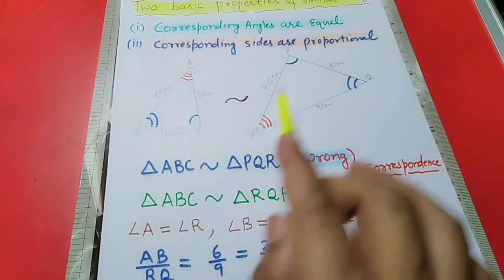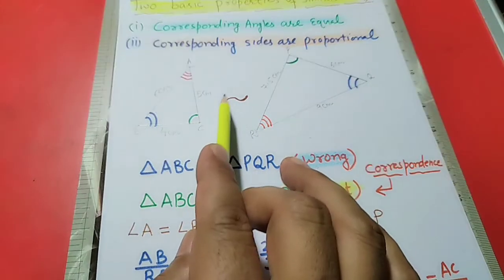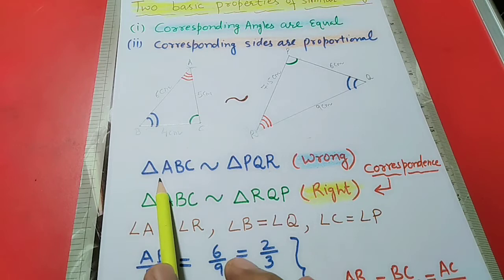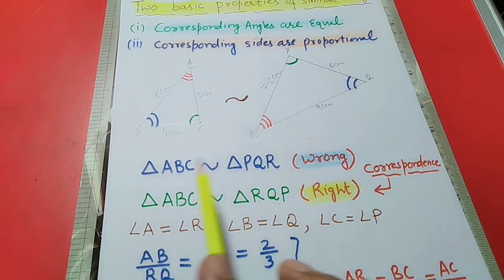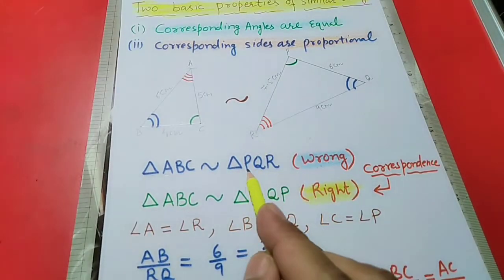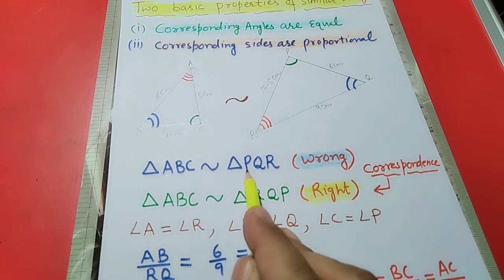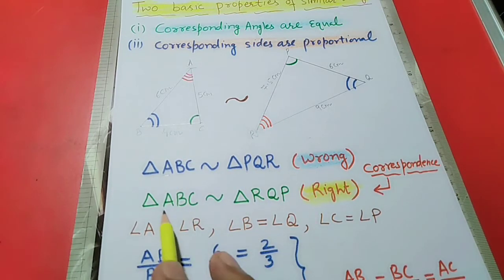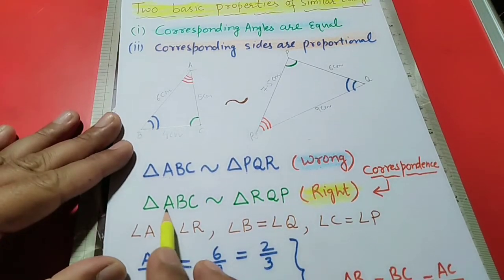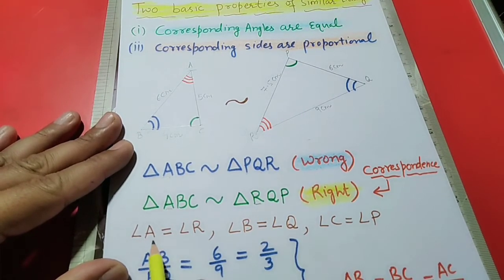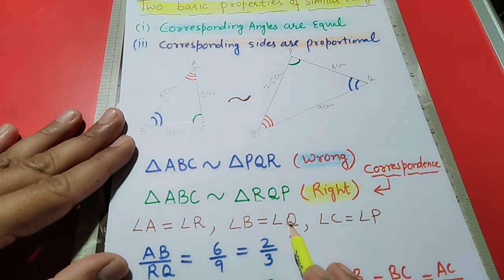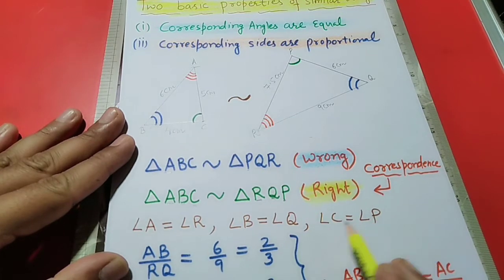If I am writing down ABC is similar to PQR, both triangles are similar, but the way of writing is wrong. Why is it wrong? Because there is no correspondence. What do you mean by correspondence? Because angle A is equal to angle R, but here angle A is corresponding to P, which is wrong. See this. Triangle ABC is similar to triangle RQP. Why is it right? Because in this you see angle A corresponds to R. Both are equal. Then angle B is equal to angle Q. Then angle C is equal to angle P.